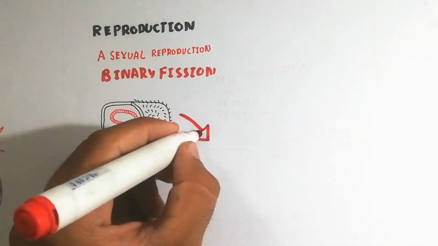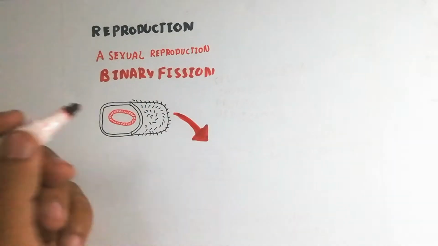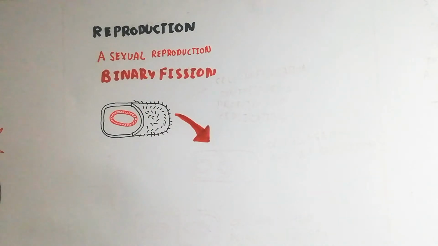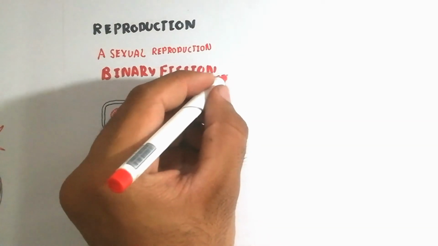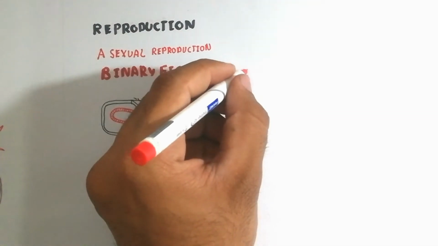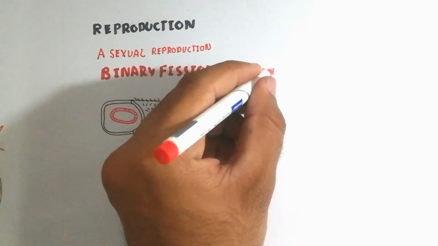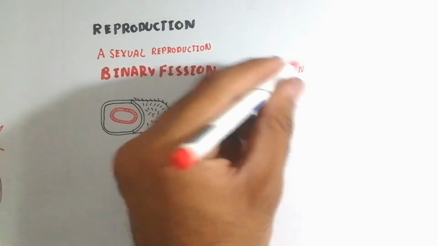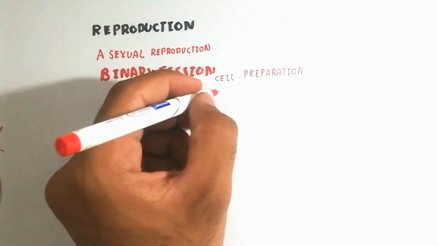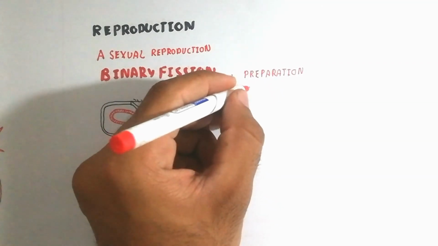So here is the binary fission, that's the asexual reproduction. Binary fission means one cell fission. Fission means the splitting of one cell into two cells, to make two daughter cells from one parent cell. So that is easy to understand.